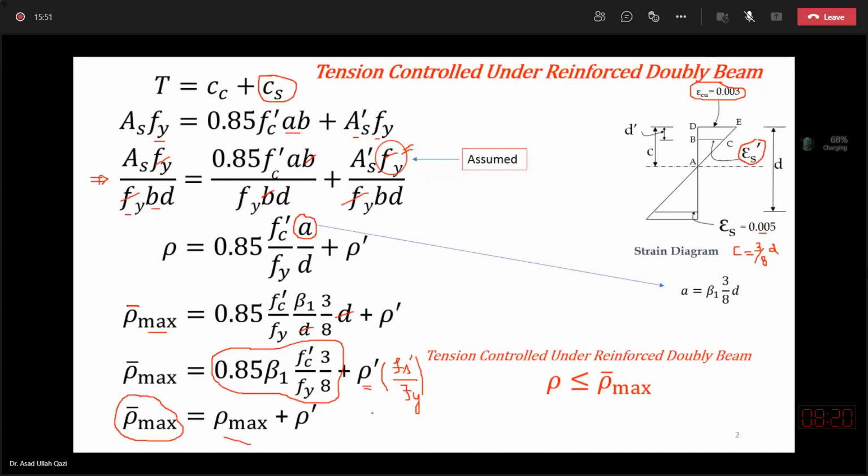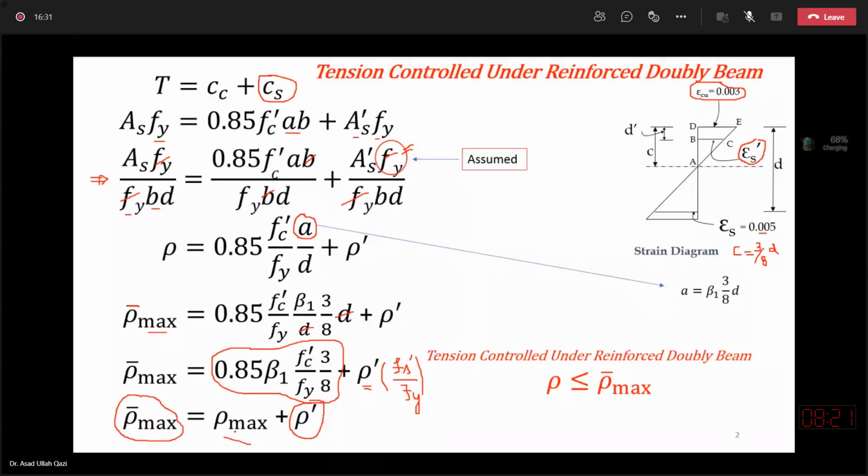But it is important to note that even if it is case 2 doubly beam, Fs prime over Fy will always be less than 1, qualitatively speaking. And the maximum value of this ratio will be 1 when compression steel is at yield. So even if it is case 2 doubly beam, your second component will be reduced. So the rho max of the case 2 doubly beam will be lower, or the reinforcement ratio will be lower, than the rho max of case 1 doubly beam.